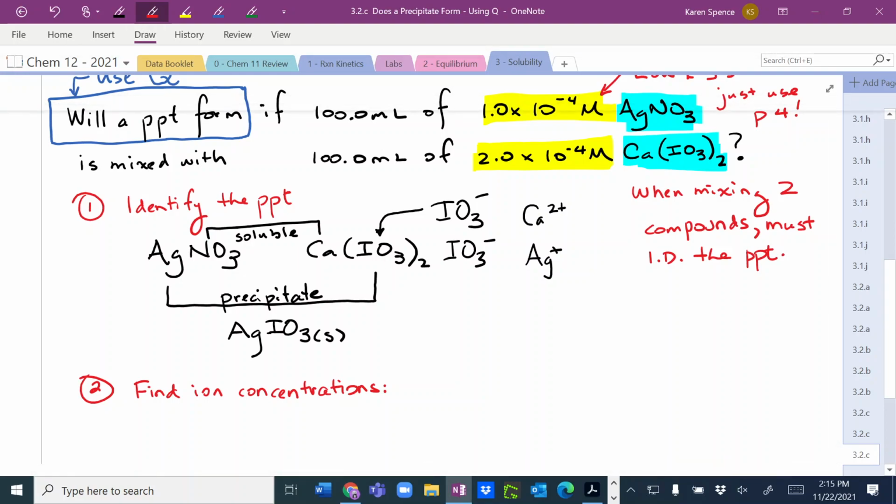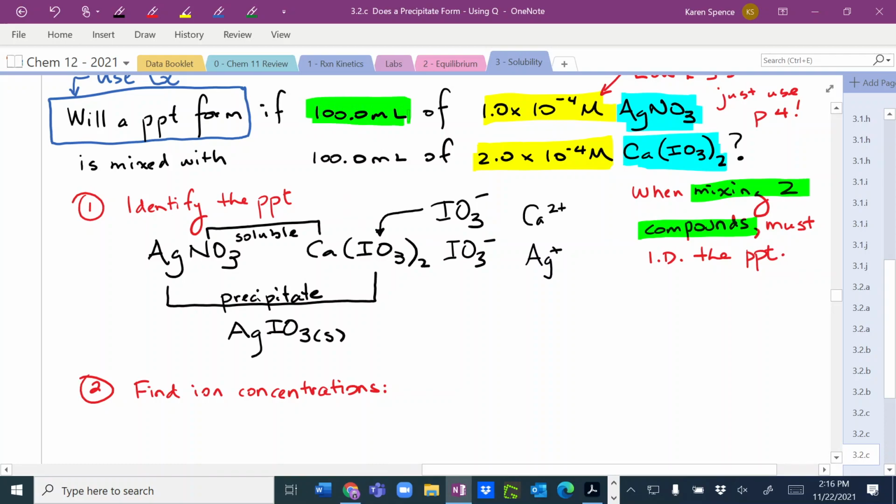Remember, we were mixing two compounds. We had to identify the precipitate, but we also need to take into account that we have 100 milliliters of solution A and 100 milliliters of solution B. What do those two solutions do to each other?